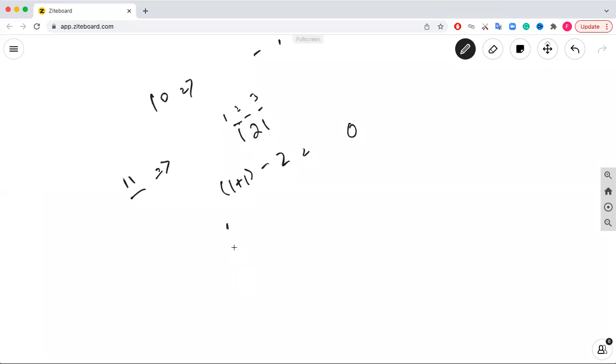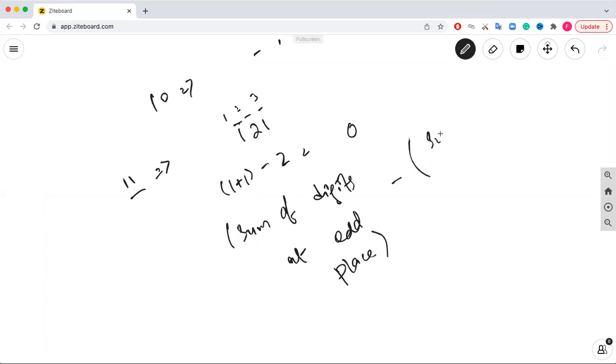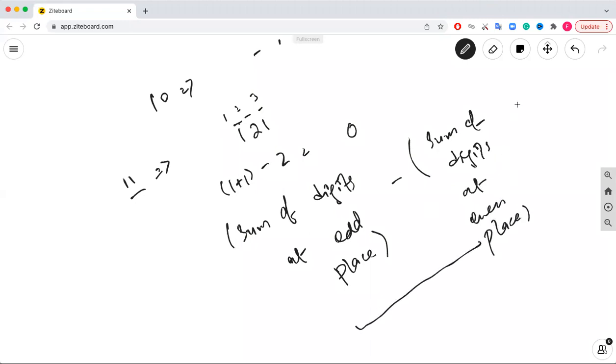I'm repeating that. Sum of digits at odd place minus sum of digits at even place. If the result of this is 0 or a multiple of 11, the whole number is divisible by 11, right?